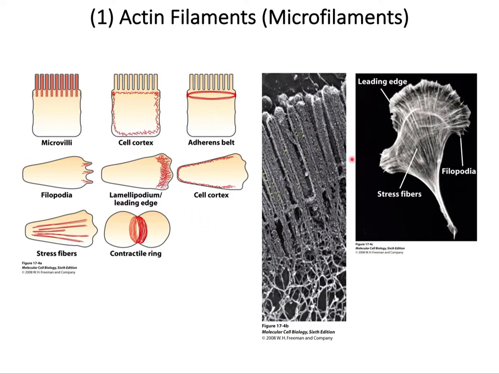Here is an EM micrograph and a fluorescence micrograph showing the actin filaments within the cell. So this is a fluorescence micrograph, and this is an electron micrograph. And you can easily see and appreciate the actin filaments in each of these structures. And here you can see some stress fibers, and this is the leading edge, which is the filopodia. And here you have the microvilli and a thick, dense network of actin towards the bottom.